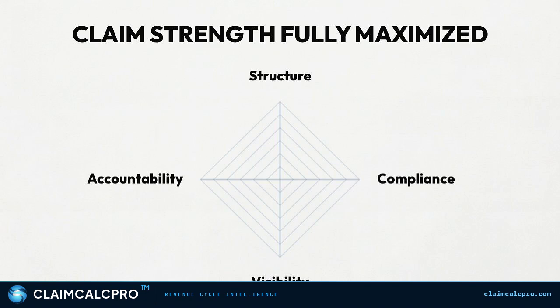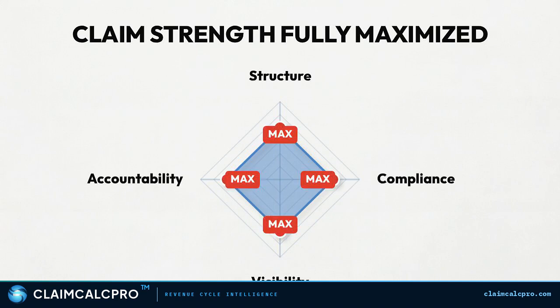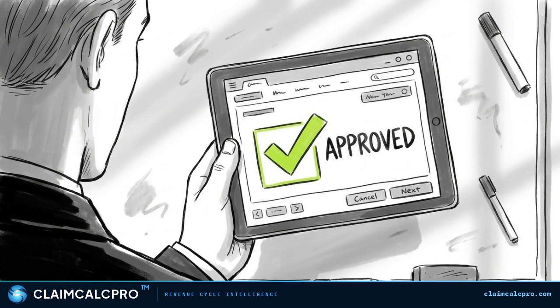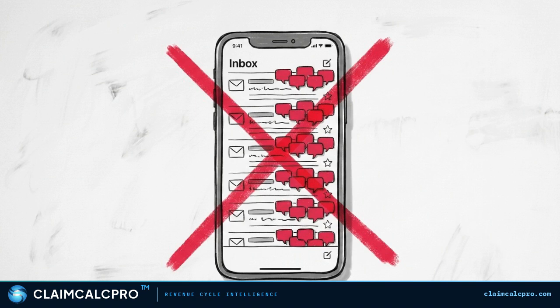This radar chart visualizes the strength of the claim you just processed. You successfully maxed out the scores in 4 specific quadrants: structure, compliance, visibility, and accountability. This completed file is now prepared for leadership review without requiring any further clarification, eliminating the need for back-and-forth emails.